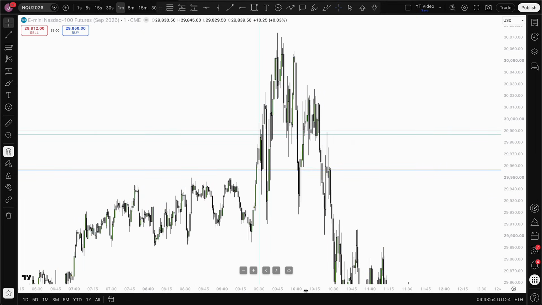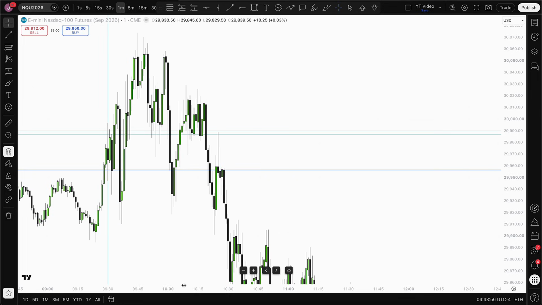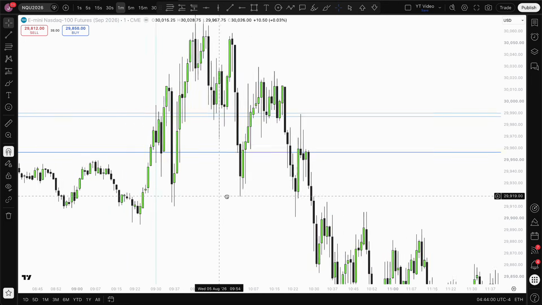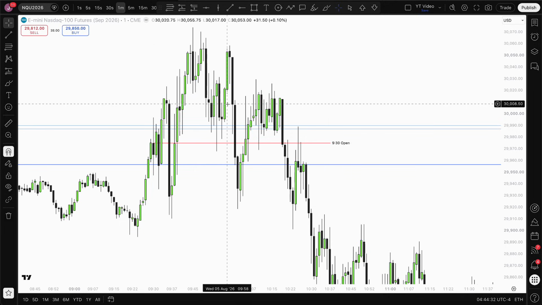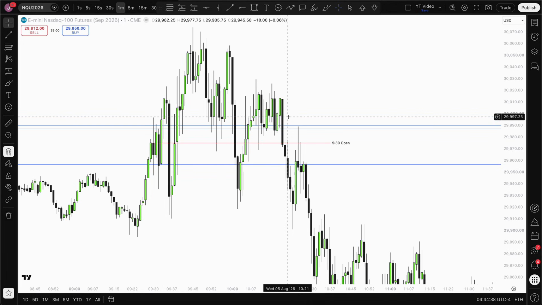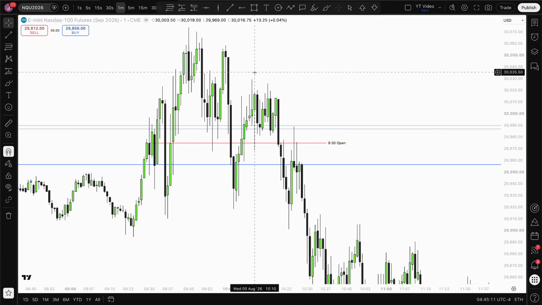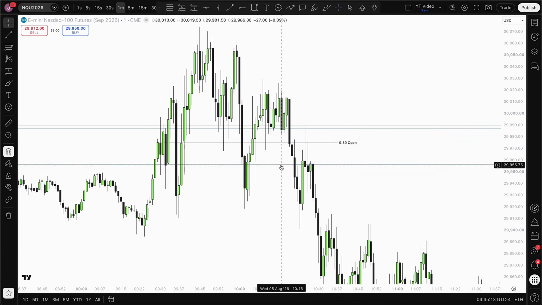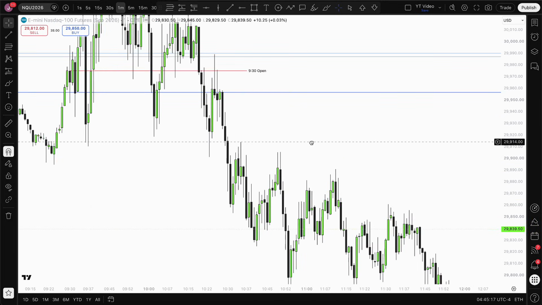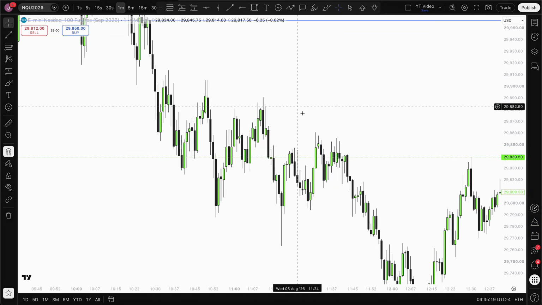Now when we look at this on the lower time frames, we opened up right here at 9:30 a.m. And as you can see, at 9:30 we kind of chopped around a little bit. Right after 10 a.m. we start to spool to the downside and have a beautiful continuation and a beautiful short scenario that I was part of.